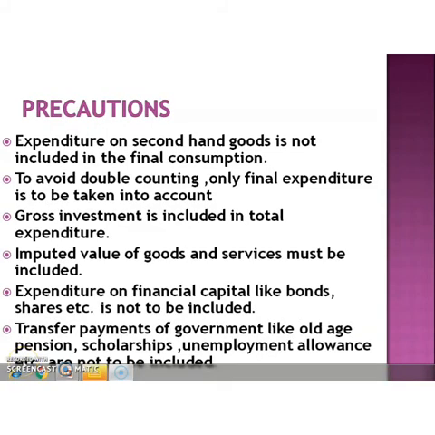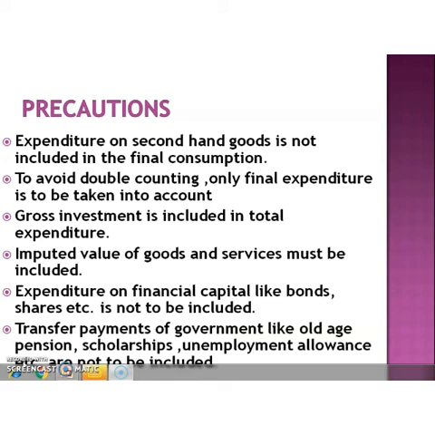Next, precautions to be taken while using expenditure method. The precautions are: expenditure on second-hand goods is not to be included in the final consumption expenditure. Then the second one, to avoid the issue of double counting, only final expenditure is to be taken into account. Then the third one, gross investment is included in total expenditure. Gross investment includes replacement, that is depreciation also.